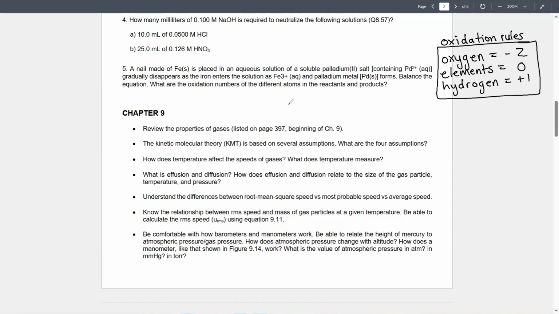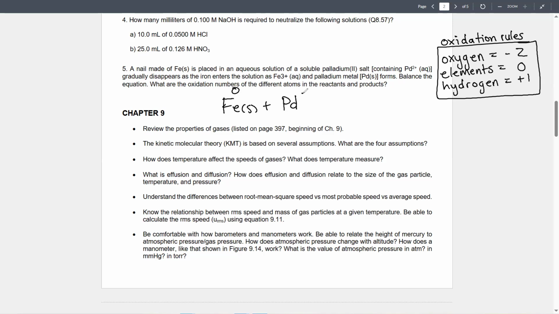All right, but you need to understand what I mean by elements are 0, and a lot of students don't. If a thing is in its elemental form, it's all by itself, and you don't see a charge, it's 0. All right, so let's read this problem. A nail is made of iron. Well, that's in its elemental form. See how it's all by itself and it doesn't have a charge? So that's 0. It's placed in an aqueous solution of soluble palladium 2.